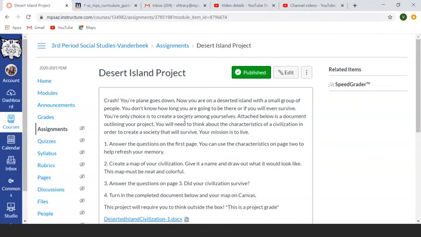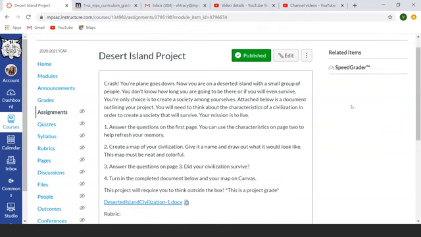Okay, so here are the instructions. Crash! Your plane goes down. Now you are on a deserted island with a small group of people. You don't know how long you are going to be there for, or if you will even survive. Your only choice is to create a society among yourselves. Attached below is a document outlining your project. You will need to think about the characteristics of a civilization in order to create a society that will survive. Your mission is to live.